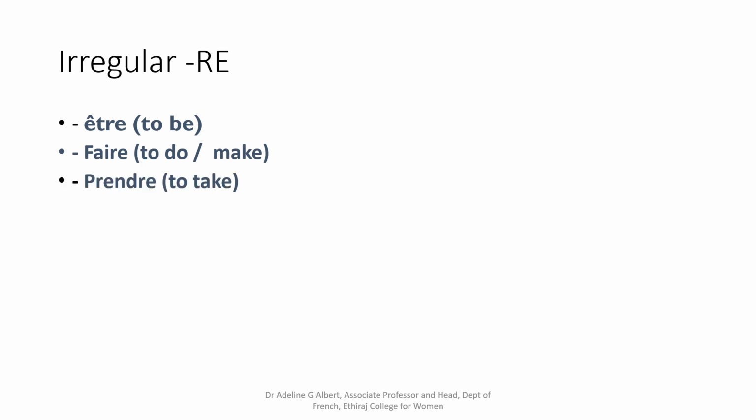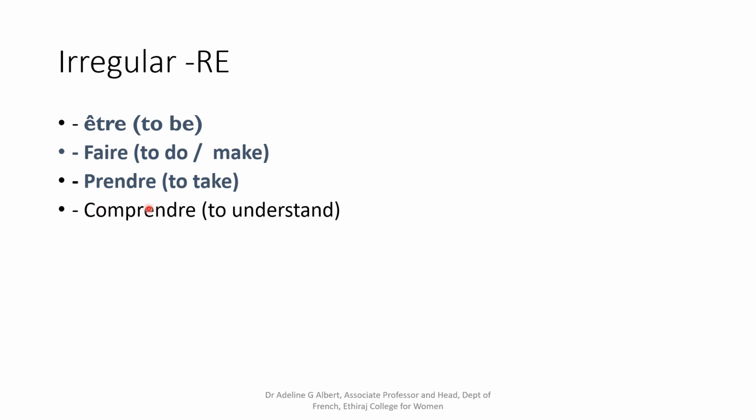Some irregular RE verbs. Être, we know. To be: je suis, tu es, il est, elle est, nous sommes, vous êtes, ils sont, elles sont. Faire, you know. Prendre, we'll be doing it soon. If you learn prendre, then you'll be able to do comprendre, which means to understand.